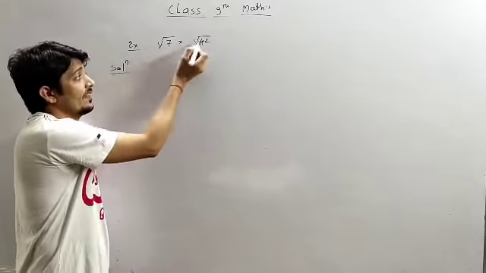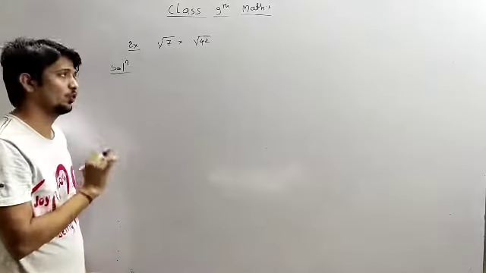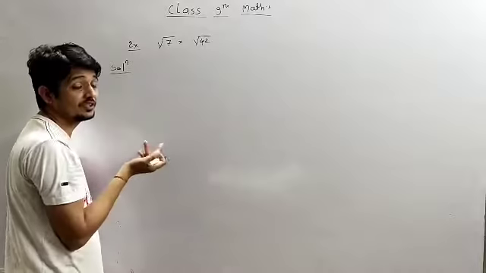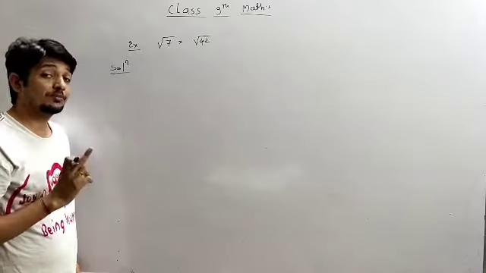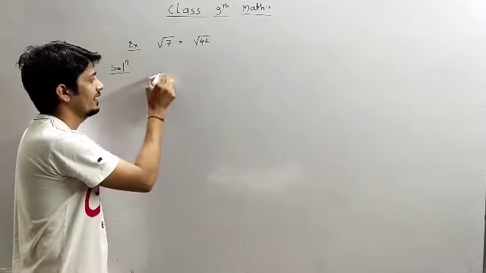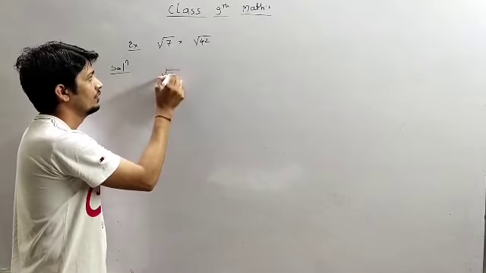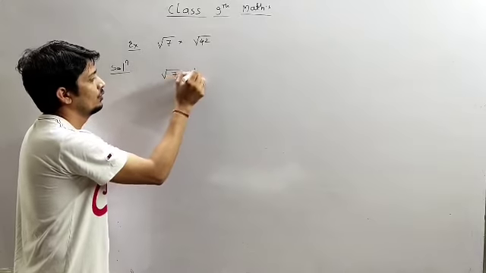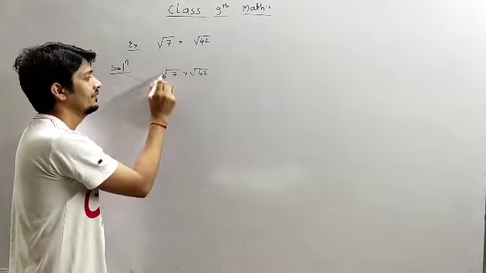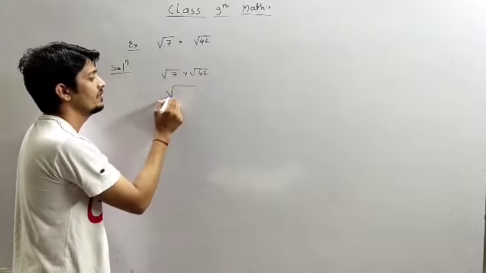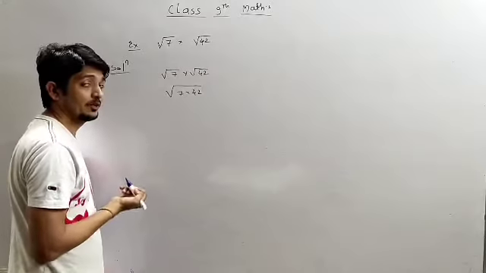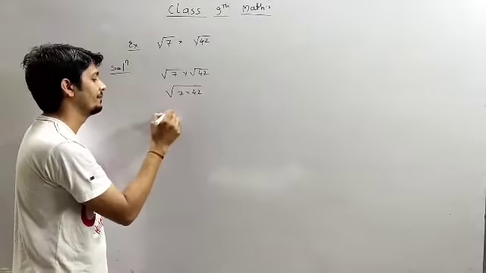Nothing is written here, that means the power of the root is 2. So if two or more surds have the same root power, they can undergo multiplication. Okay, so we can write the solution as root 7 into root 42. Then if their power is same, we can write 7 into 42.